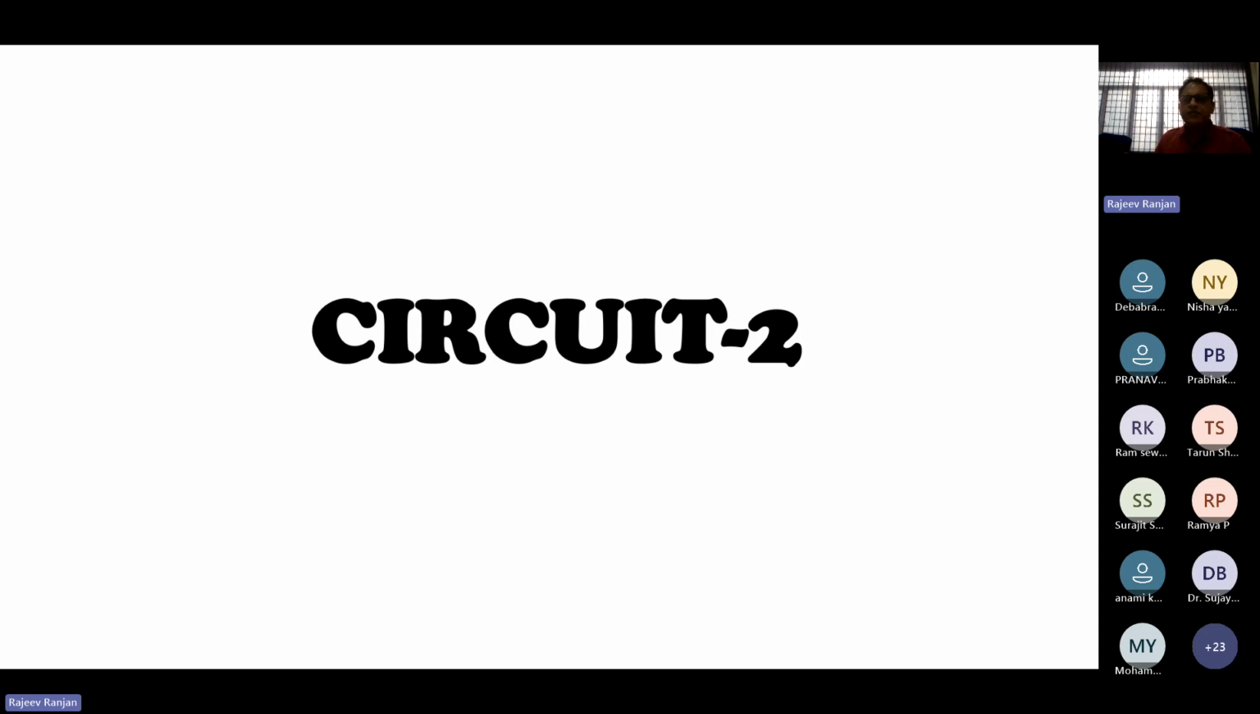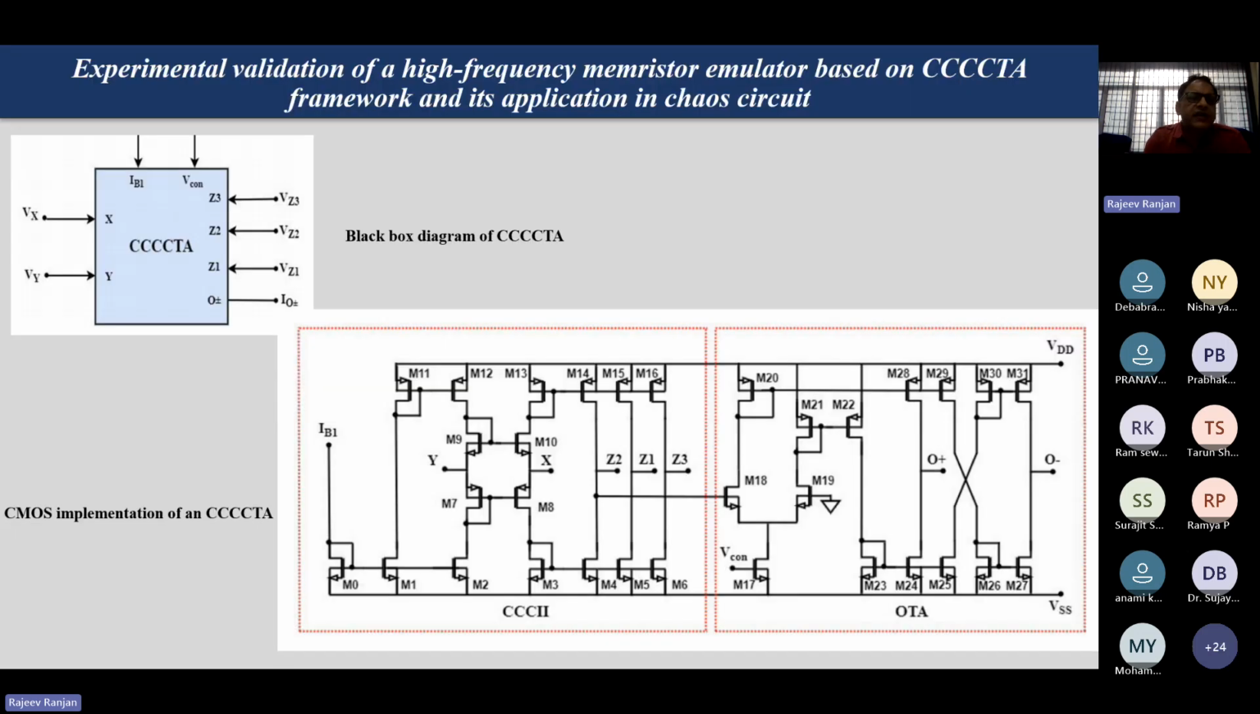Now we are moving to another circuit. This is the experimental validation of a high frequency memristor emulator based on 4CTA and its application in Chua's circuits. Here we have used 4CTA. Two biasing currents are available. Bx, By are the inputs and these are the outputs.